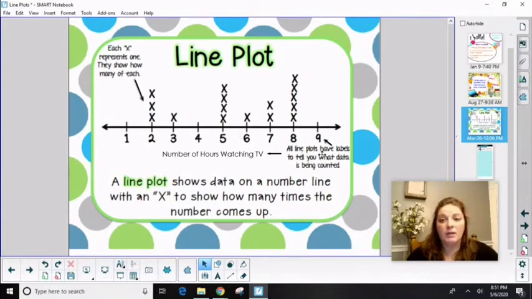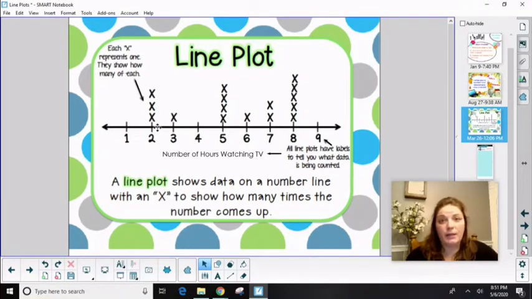All line plots have labels to tell you what data is being counted. So the label for our number line is the number of hours watching TV. So all of these numbers on the number line represent a number of hours. For example, this 5 means 5 hours spent watching TV. 2 means 2 hours watching TV. What about all these X's? Each X represents one time. They show how many of each.